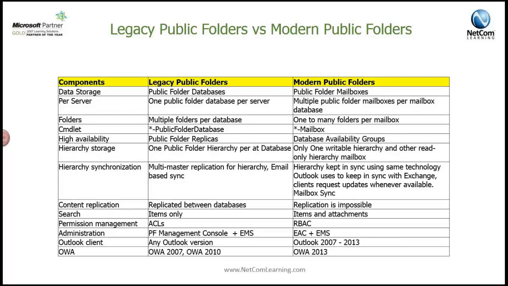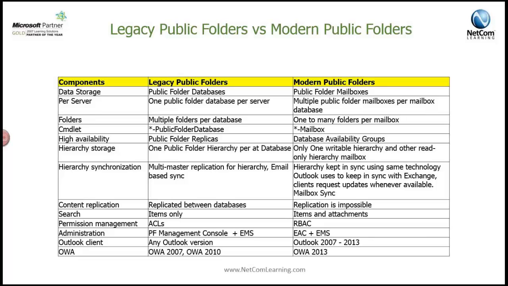Hierarchy storage. In legacy, we had one public folder hierarchy per database, and in Exchange 2013, we have only one writable copy, but all public folder mailboxes will have the readable copy. This means if your public folder mailbox, which has a readable copy, belongs to a different database, it can have the hierarchy copy and doesn't need to come back to the primary public folder mailbox to get the hierarchy. It will work faster if it has the public folders required in the same mailbox.